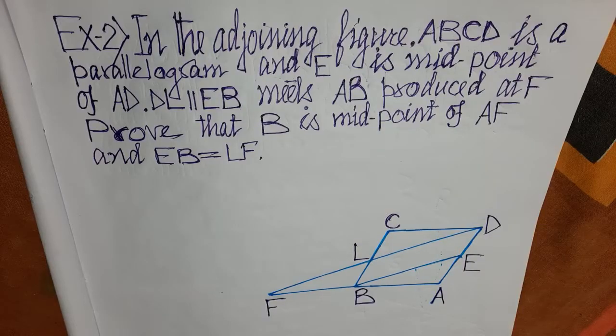Exercise 2. In the adjoining figure, ABCD is a parallelogram and E is midpoint of AD. DL is parallel to EB, meets AB produced at F. Prove that B is midpoint of AF and EB is equal to LF.